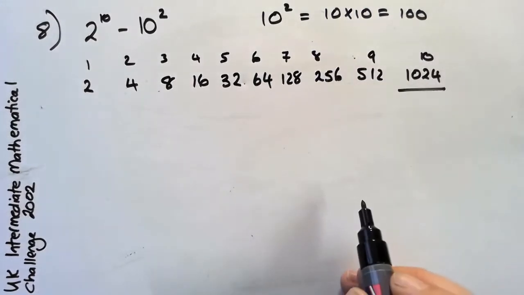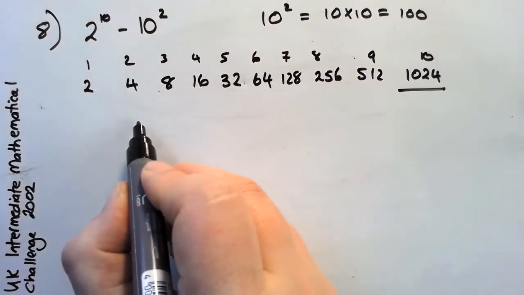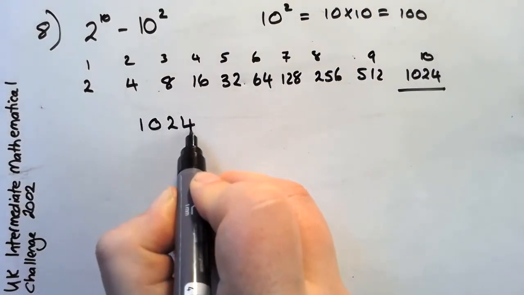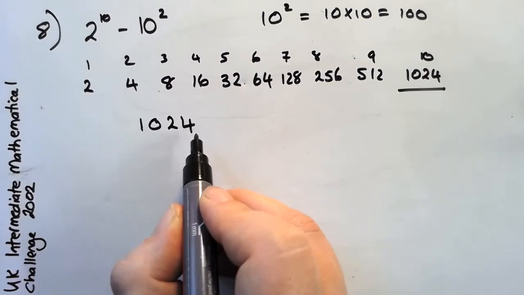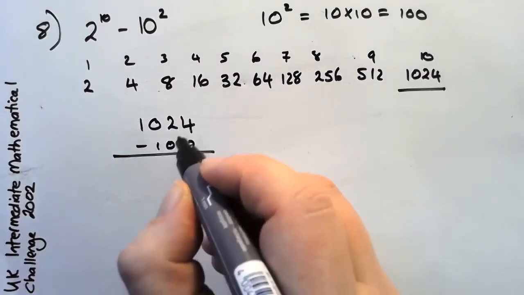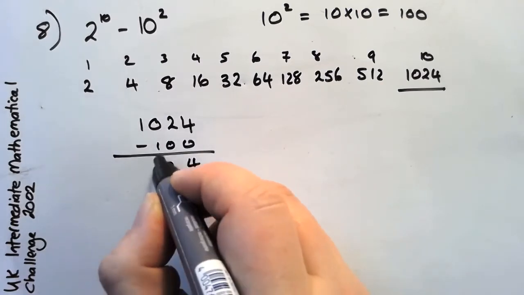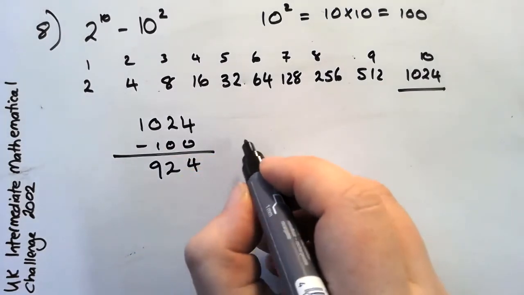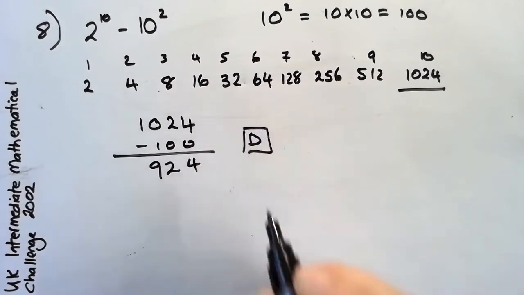So we've got 1,000, we've got 2 to the power 10 is 1,024, subtract 100. $924, and therefore the answer is D.